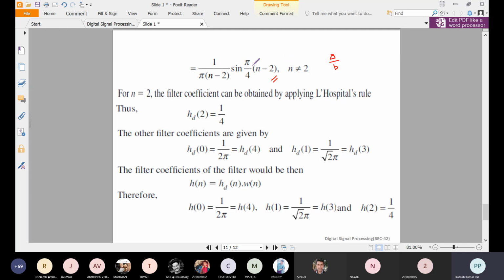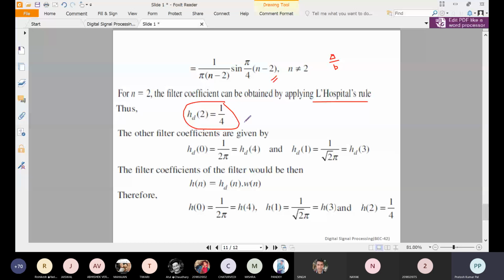To have a definite value for n equals 2, we will take the limit, or use the L'Hospital rule. Using the L'Hospital rule, we will differentiate up and down both sides, and calculate this hd of 2 value. That comes out to be 1 by 4. L'Hospital rule you might have studied in the 12th class, so that will be easy for you. So once we find out, hd of 2 is equal to 1 by 4.